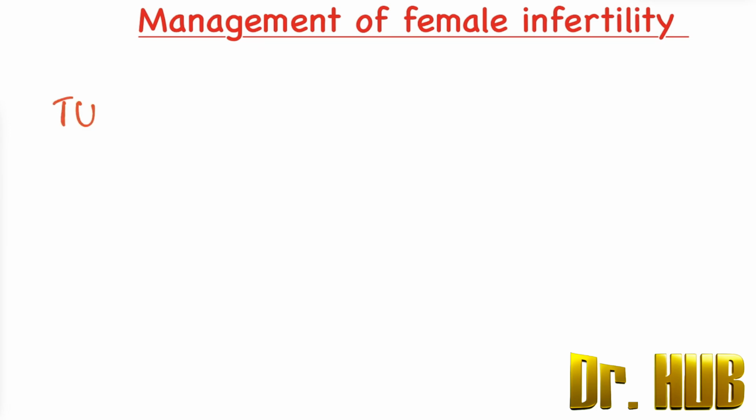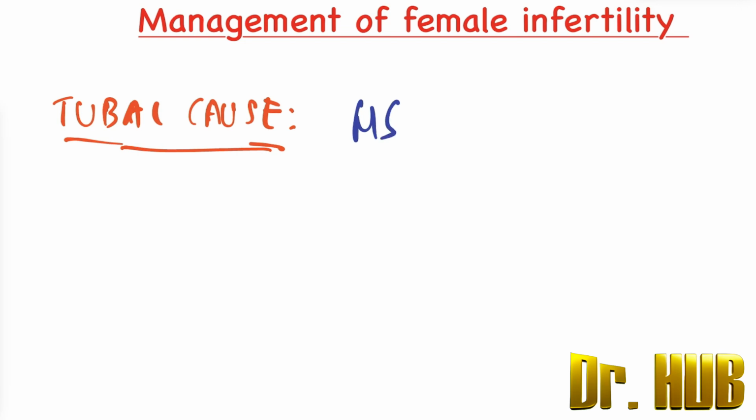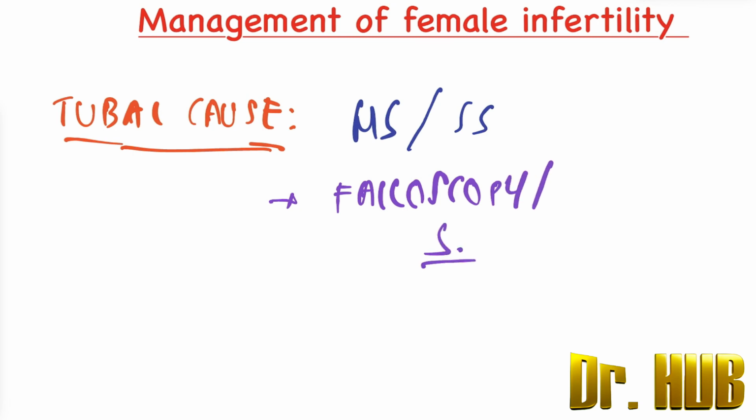Today we are looking at the management of female infertility. In terms of the tubal cause, the investigations to be done are hysterosalpingography or sonosalpingography. Next is falloscopy and salpingography, as well as laparoscopic chromotubation.